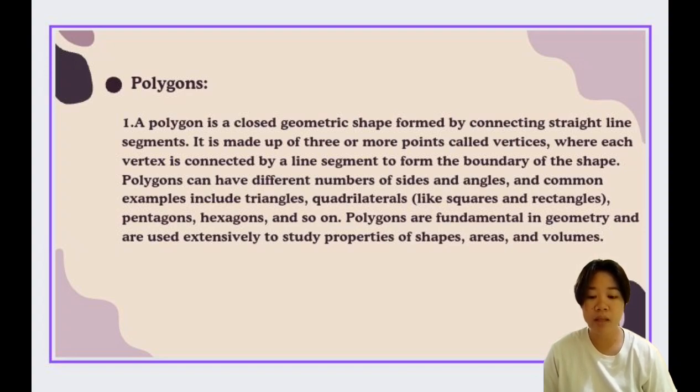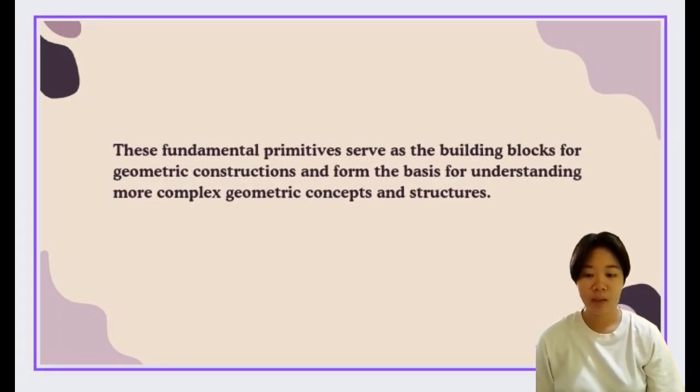Polygons can have different numbers of sides and angles, and common examples include triangles, quadrilaterals like squares and rectangles, pentagons, hexagons, and so on. Polygons are fundamental in geometry and are used extensively to study properties of shapes, areas, and volumes. These fundamental primitives serve as the building blocks for geometric constructions and form the basis of understanding more complex geometric concepts and structures.